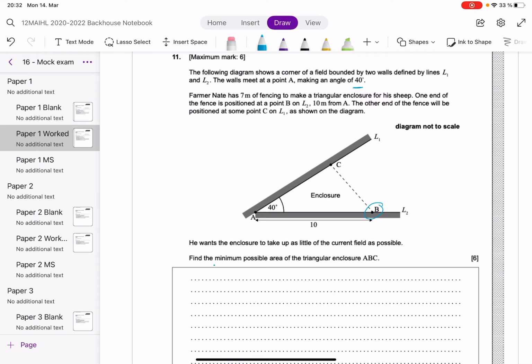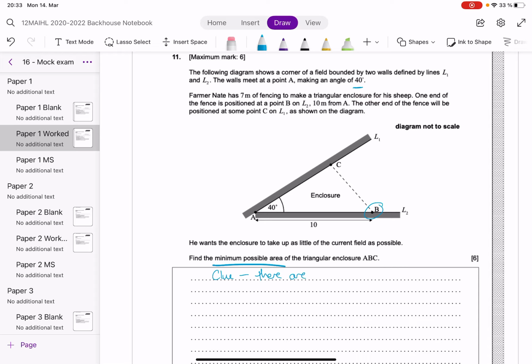Right, this is a strange way of asking this question. Find the minimum possible area of the triangular enclosure. Why is it the minimum possible area and not just find the area of the triangle enclosure? If it's the minimum possible area, there must be more than one option, and one of them must be smaller than the other. Otherwise, there's no reason to ask you for that. It would just be find the area. It would be misleading otherwise. So this is a clue.